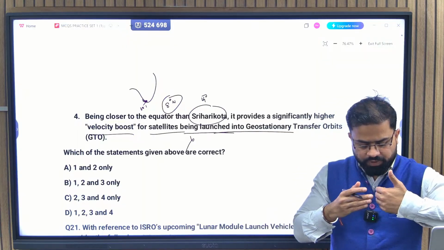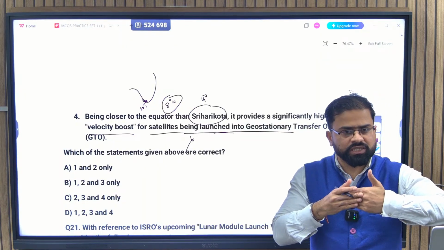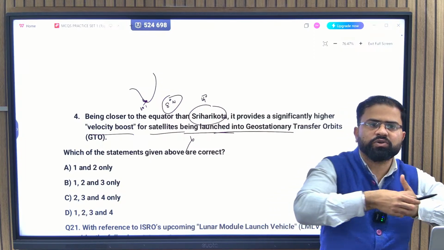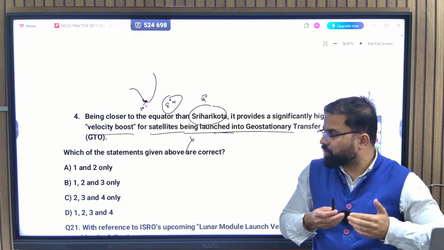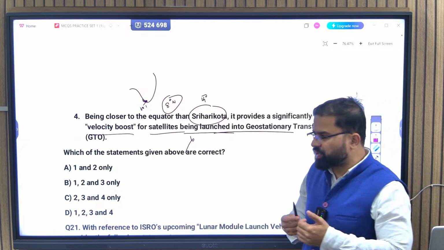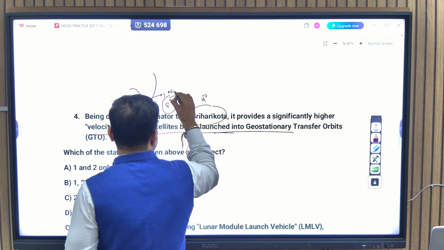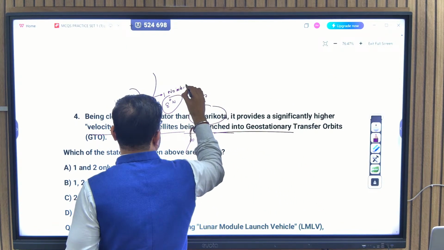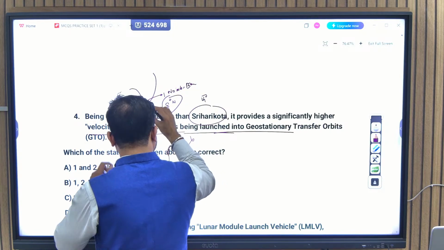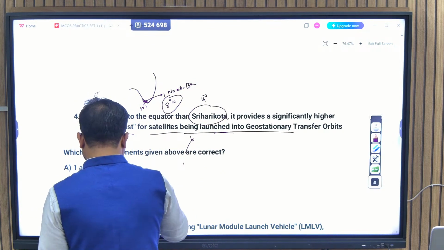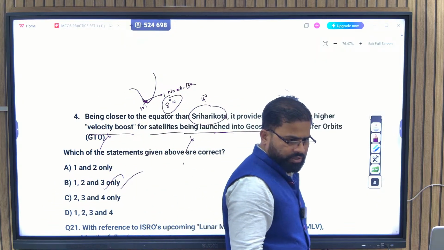For example, the Earth rotates from west to east. So this is Sriharikota, this is the rocket. Obviously, at this point, it is going to get the benefit. But here, it is located on the western side, a bit on the western side. So here we won't get the initial boost. No initial boost. Yes, it is closest to the equator, but apart from that, since land masses are there, this statement is incorrect. So we have 1, 2, 3.